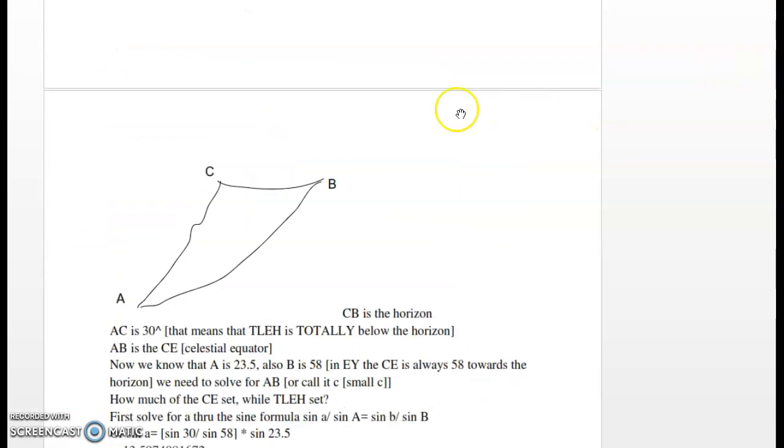This is the triangle that we solve. This is the horizon, CB. CA is the ecliptic degrees, and AB is the celestial equator. We want to find this one, AC, or we call it small b, how many degrees of the ecliptic have set. If we know AB, we know the celestial equator, and here we see that it's little. This degree is more than that.